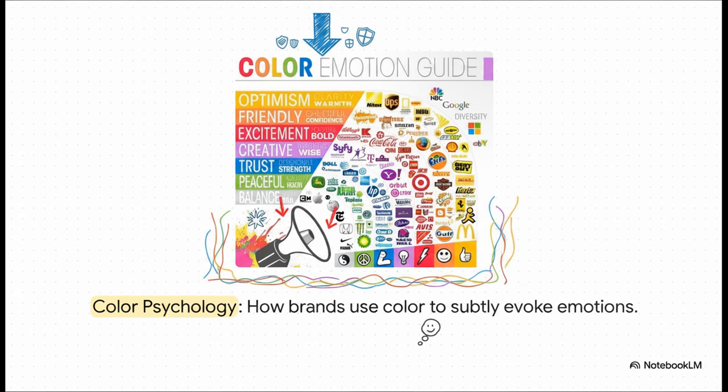Notice how the brands mapped out here deliberately choose specific colors to subtly evoke emotions. Massive tech and finance companies rely heavily on blue to project trust, dependability, and strength. Meanwhile, brands that want to evoke excitement, youth, and boldness lean into red. It's literally a silent conversation happening with the consumer.